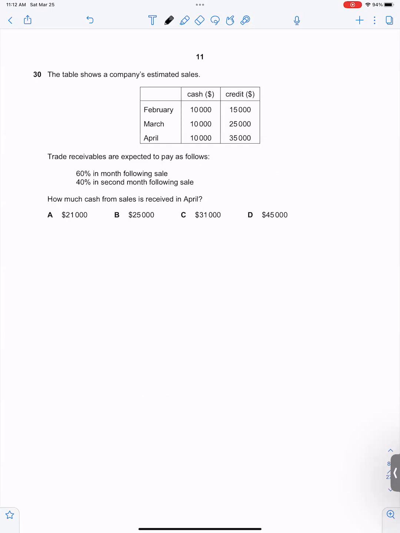Okay. Table shows company's estimated sales, trade receivable. This is budgeted, not in syllabus. Okay.